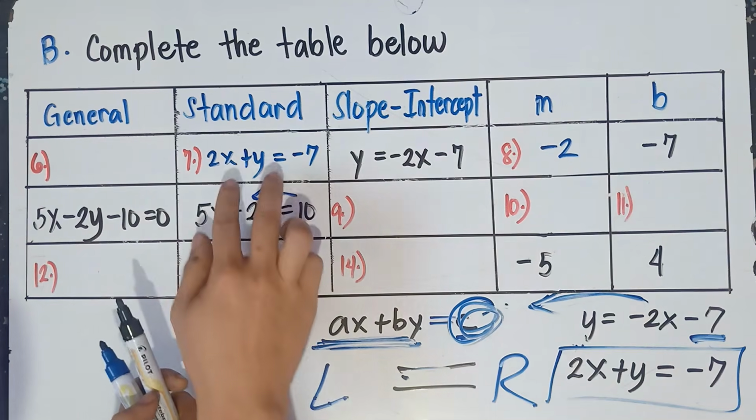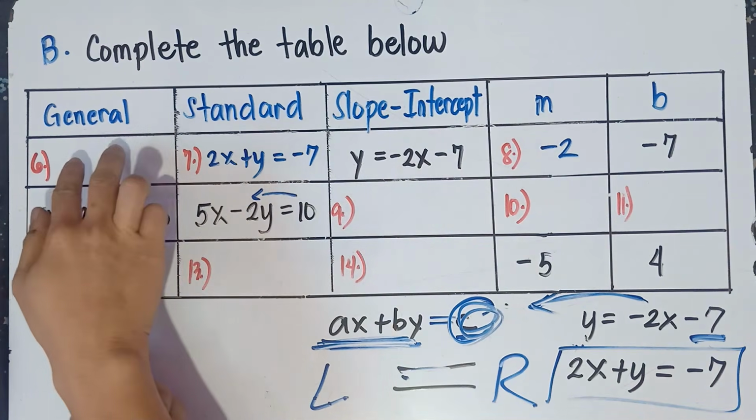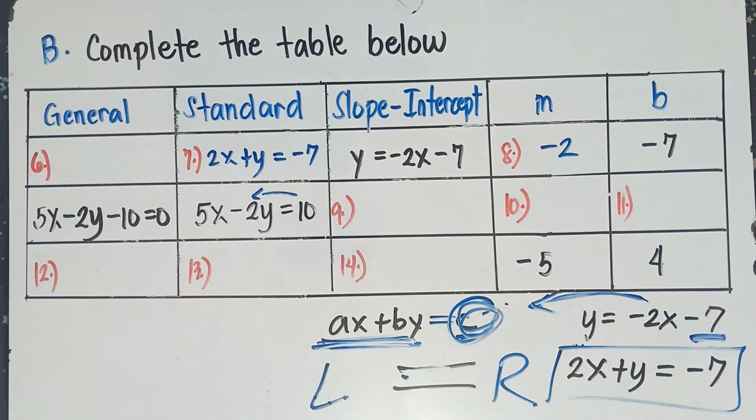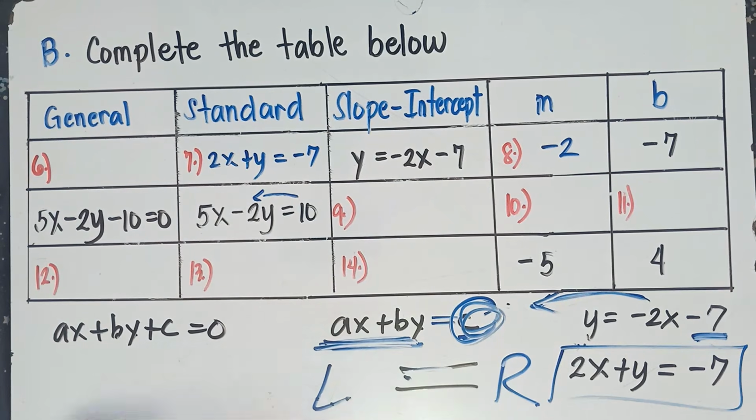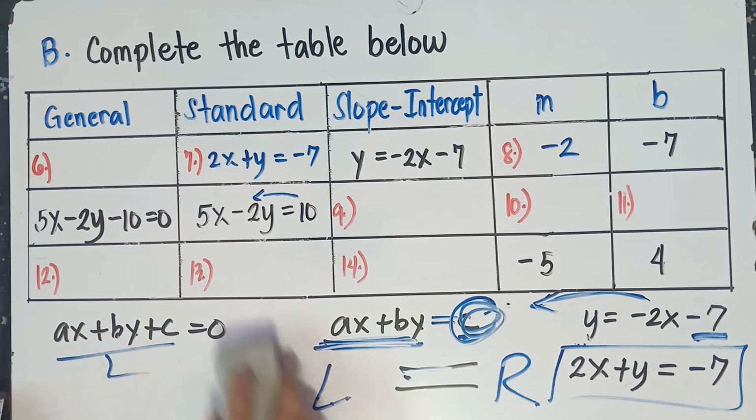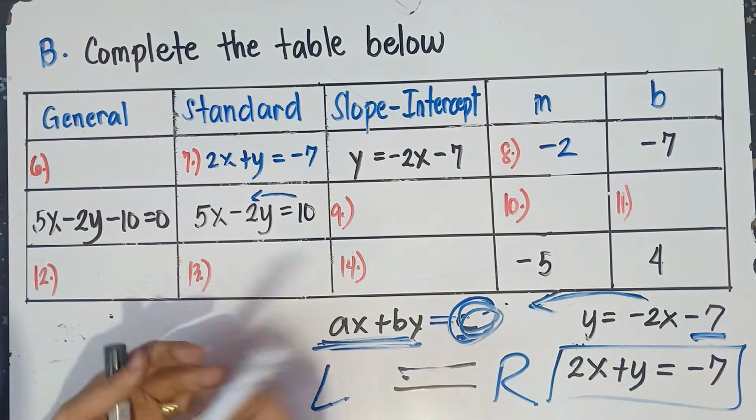So we already have standard form. We convert this one into general form. Once again, class, the general form, that would be ax plus by plus c equals 0. So therefore, all of the equations, class, will be on the left side of this equal sign. So we simply transpose negative 7 from right to left.